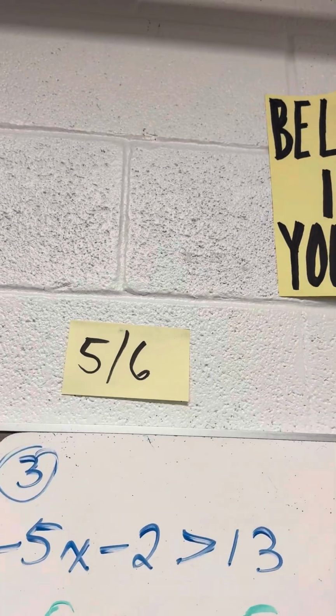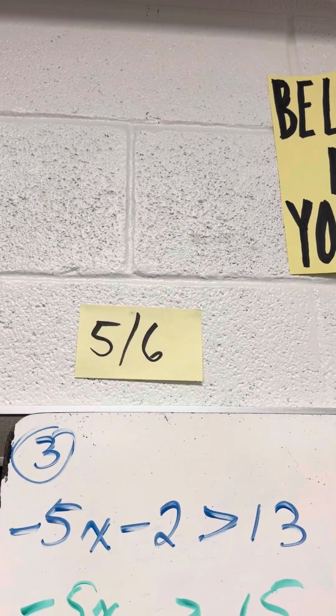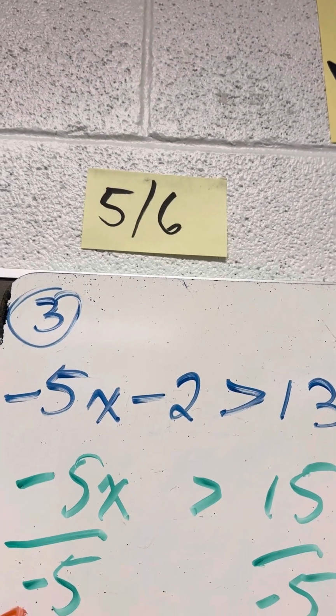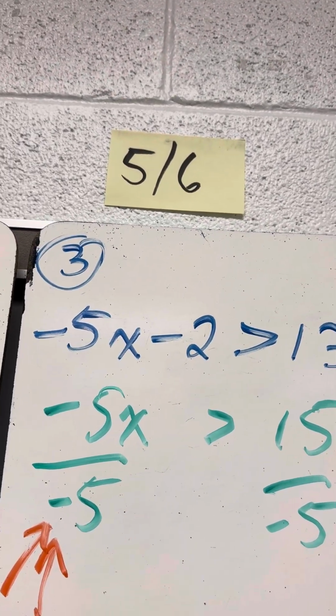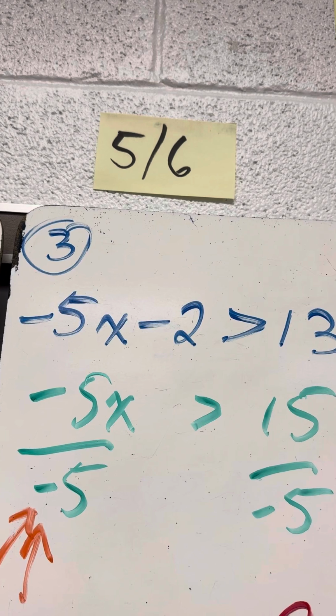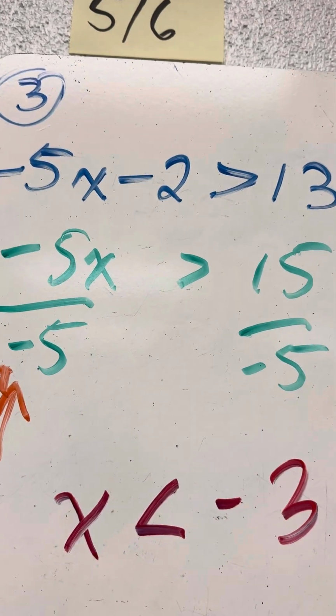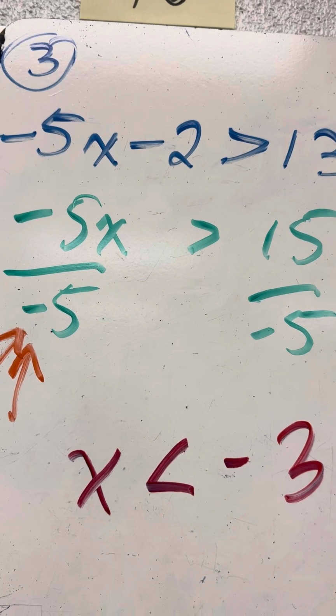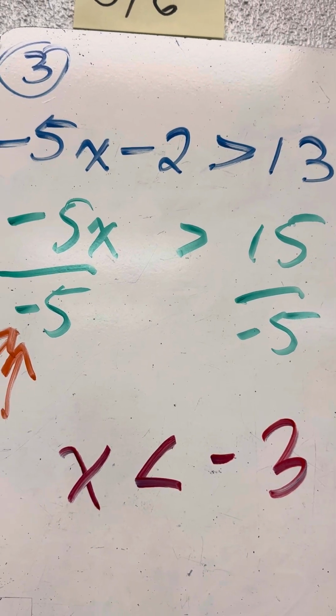Over here, I'm going to add 2 to both sides. Get negative 5x greater than 15. Divide by negative 5. Divide by a negative, flip the sign. X is less than negative 3. This time, x is already on the left, so you don't have to move it.